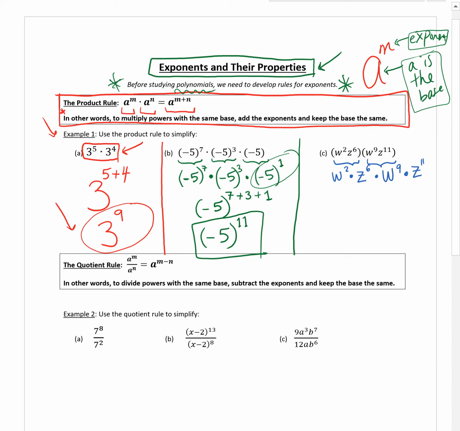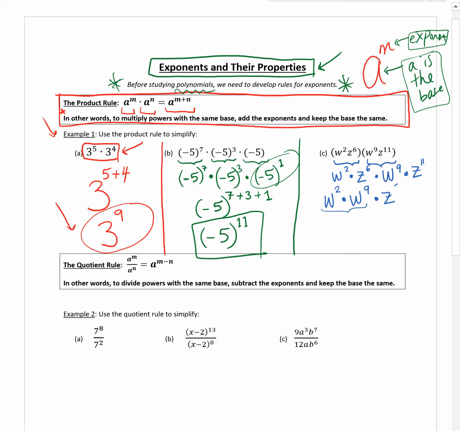You don't have to write the multiplication symbols, but in my mind it makes it easier. And now I'm going to think about, when you're multiplying a few numbers like we are, well, these aren't numbers, these are variables, but you know what I mean. If you're multiplying a few things together, it actually doesn't matter what order they're in. So I'm going to write the w's next to each other, because I know I can only use the product rule if I have the same base. I have the hope of combining those. And then I'm going to write the z's.